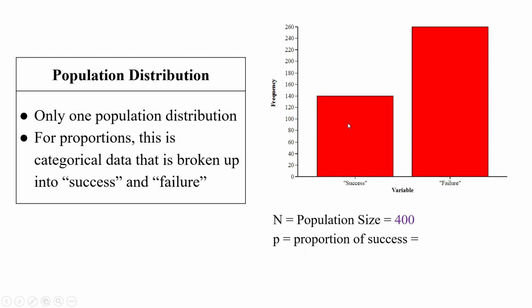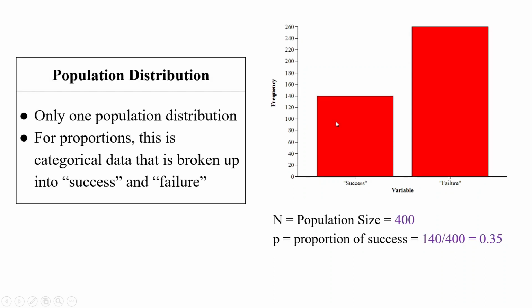The proportion of success, P, in here, because we have 140 successes, we take 140 divided by our population size. Our proportion of success is 0.35 for our population. Okay? So this is something that's true about the population. There's only one population.